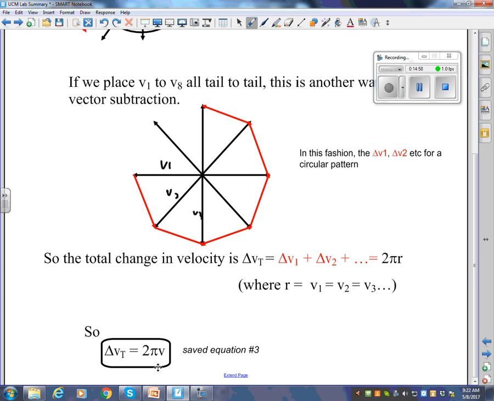Saved equation number 3. What's the point of all this? First of all, do I expect you to do this on the test? No. I don't even expect you to get every single point along the way. The big idea, the main thing here, is that formulas don't just come from magic. There's logic behind them, and I've introduced you to that several times. This is probably the most complex.